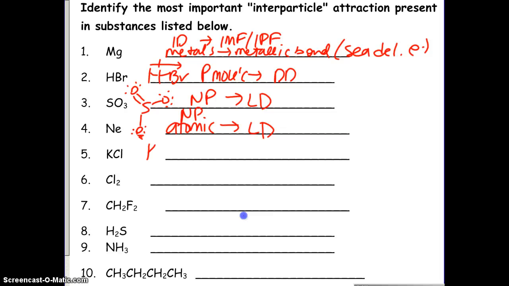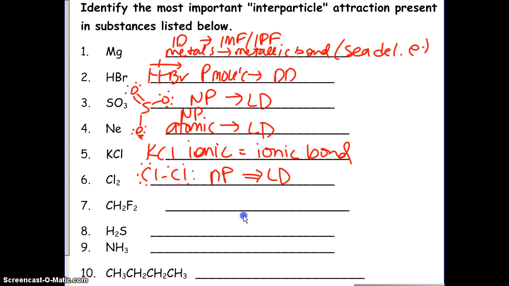KCl is ionic, therefore it's going to undergo ionic bonding, which is an intramolecular force. Cl2 has an equal distribution of electrons. There's no dipole moment, therefore it's nonpolar. It experiences London dispersion forces.